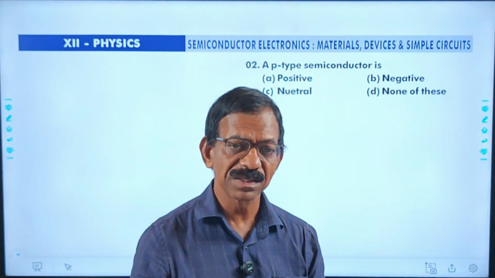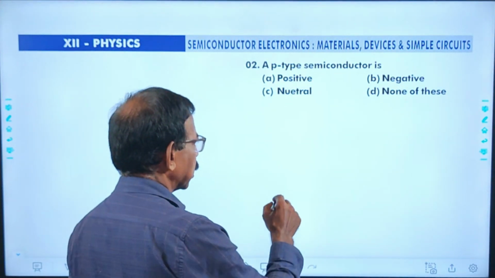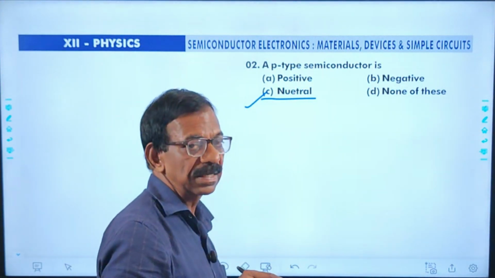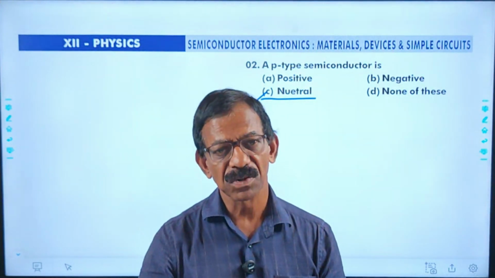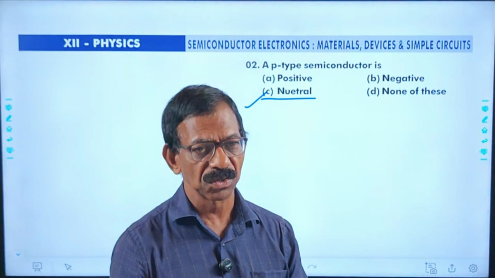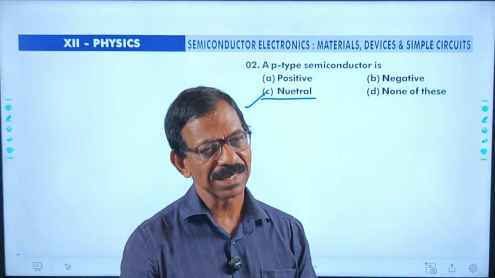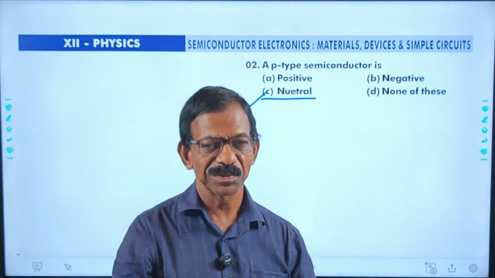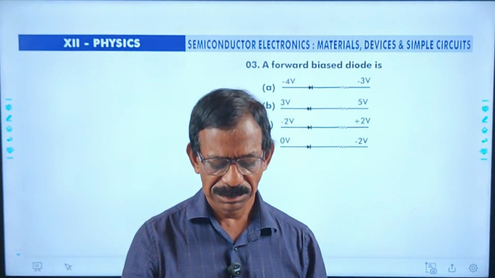Total charge remains unchanged. Hence, a p-type material as a whole is electrically neutral, while the conductivity is only because of positively charged holes. The reason for conductivity is positively charged holes, but the material as a whole is electrically neutral. Hence, the p-type material is electrically neutral. The correct answer is option C.